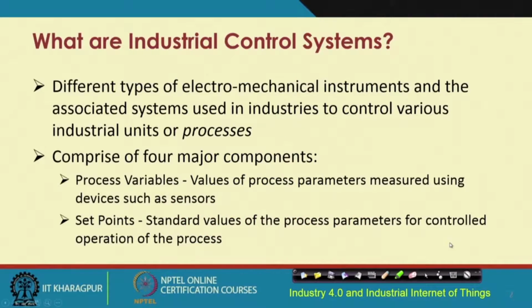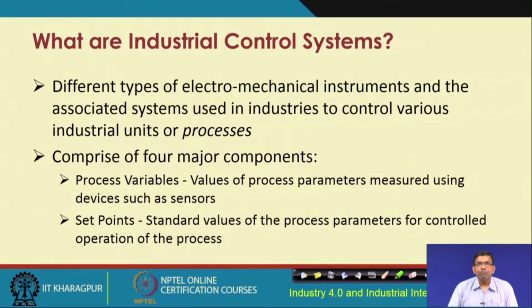So, let us start at the very beginning. We need to understand this control part in the industrial scenario. So, there are different processes which control these industrial instruments, the way they work and so on. So, there are different electromechanical instruments, and their associated systems are used in the industries to control and offer feedback to the machinery that is used, the process that is being implemented, that is in process, that means it is being executed and so on.